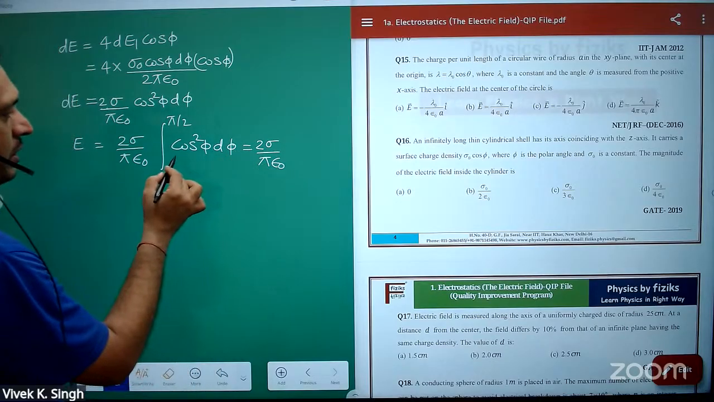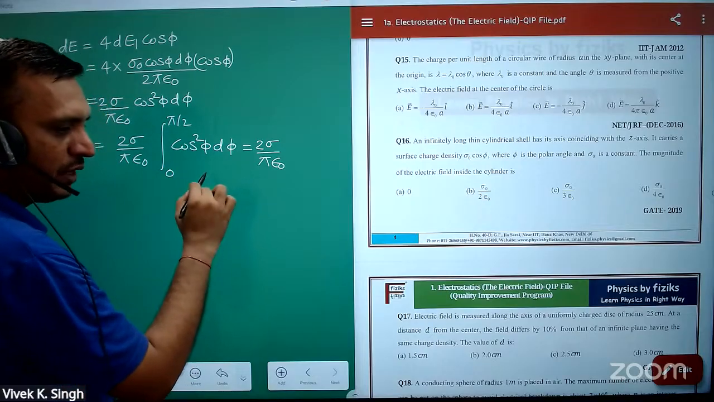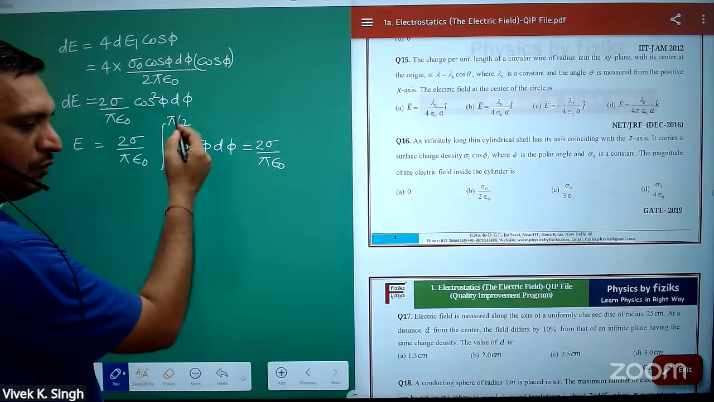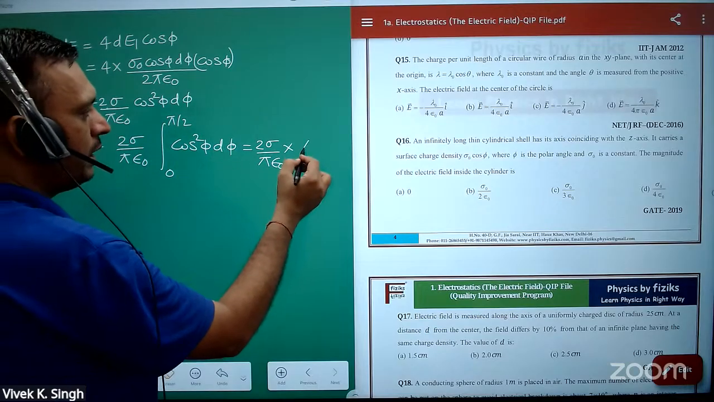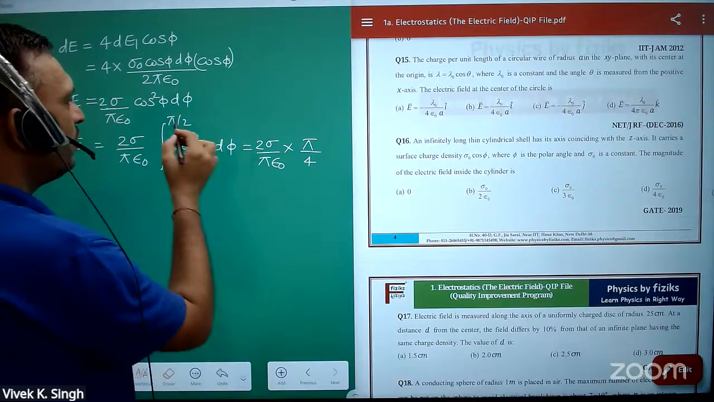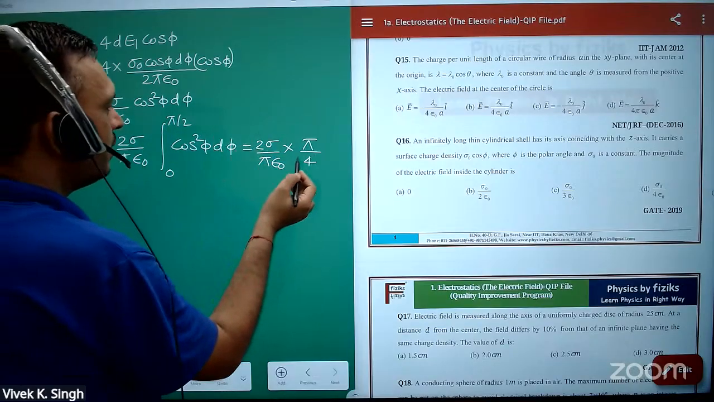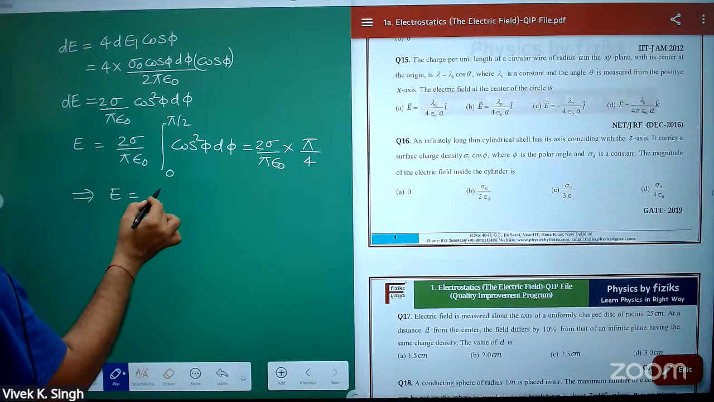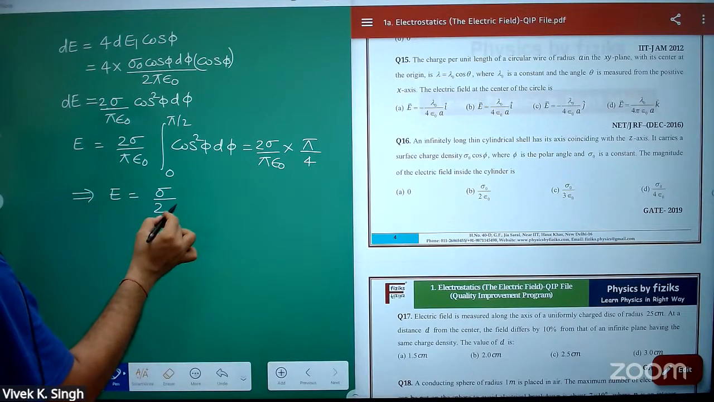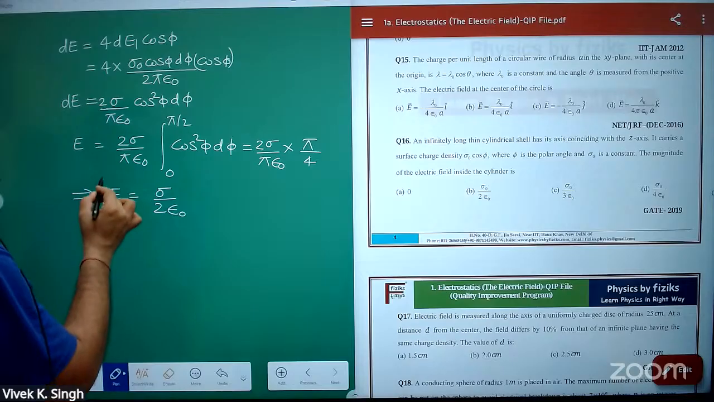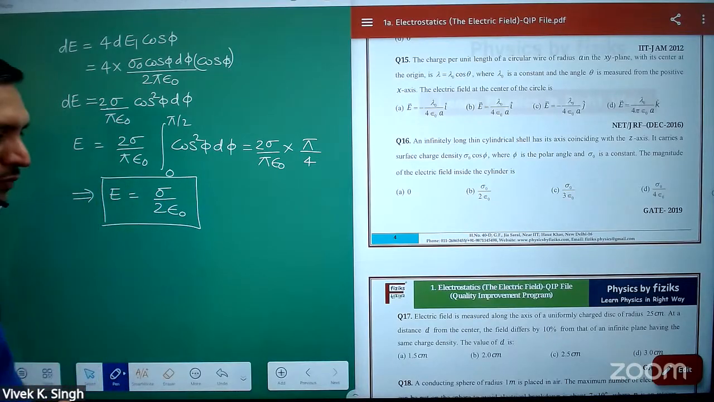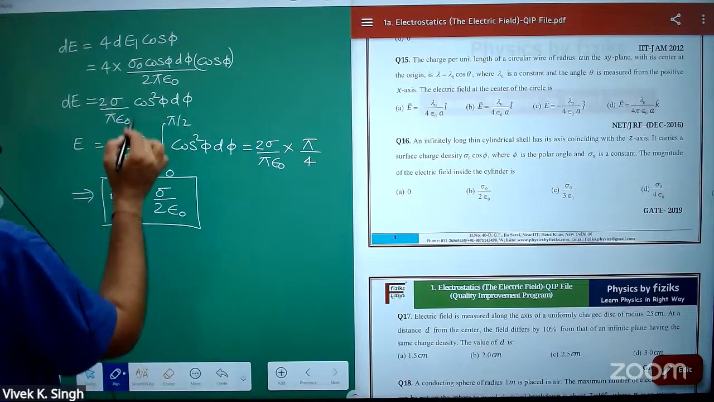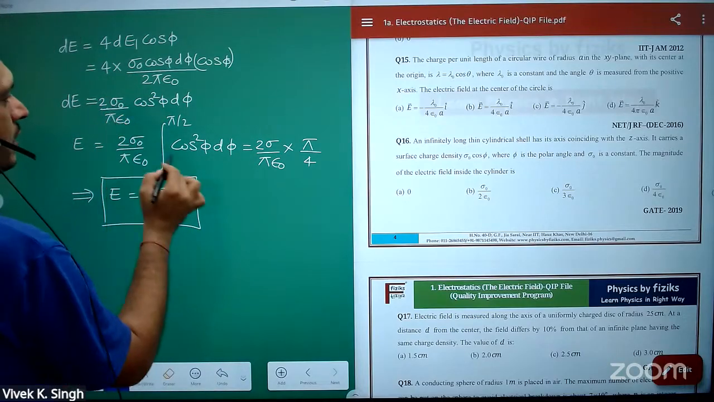And you must remember this integral: whenever you have cos square phi or sin square phi, with limit 0 to alpha, that will be alpha by 2. So this will be simply pi by 4. If it was pi, then it was pi by 2. Now you will get E is given by sigma naught by 2 epsilon naught. This is the magnitude of the electric field. Please write here sigma naught.